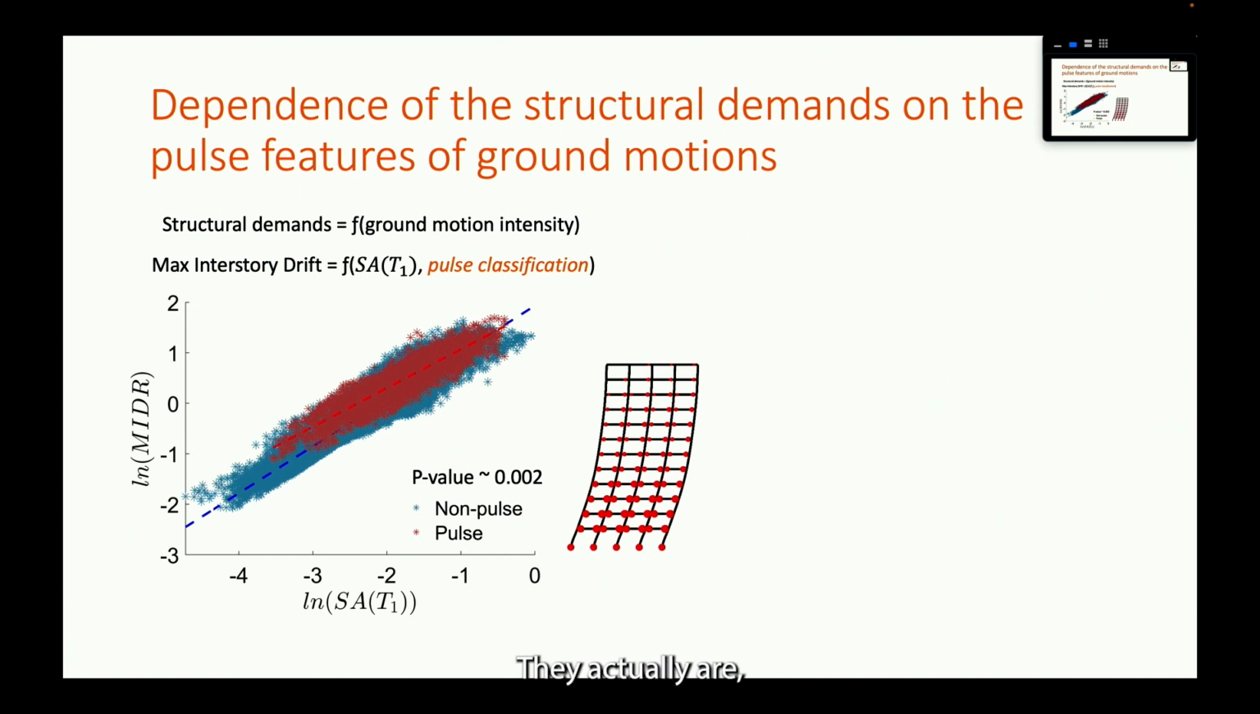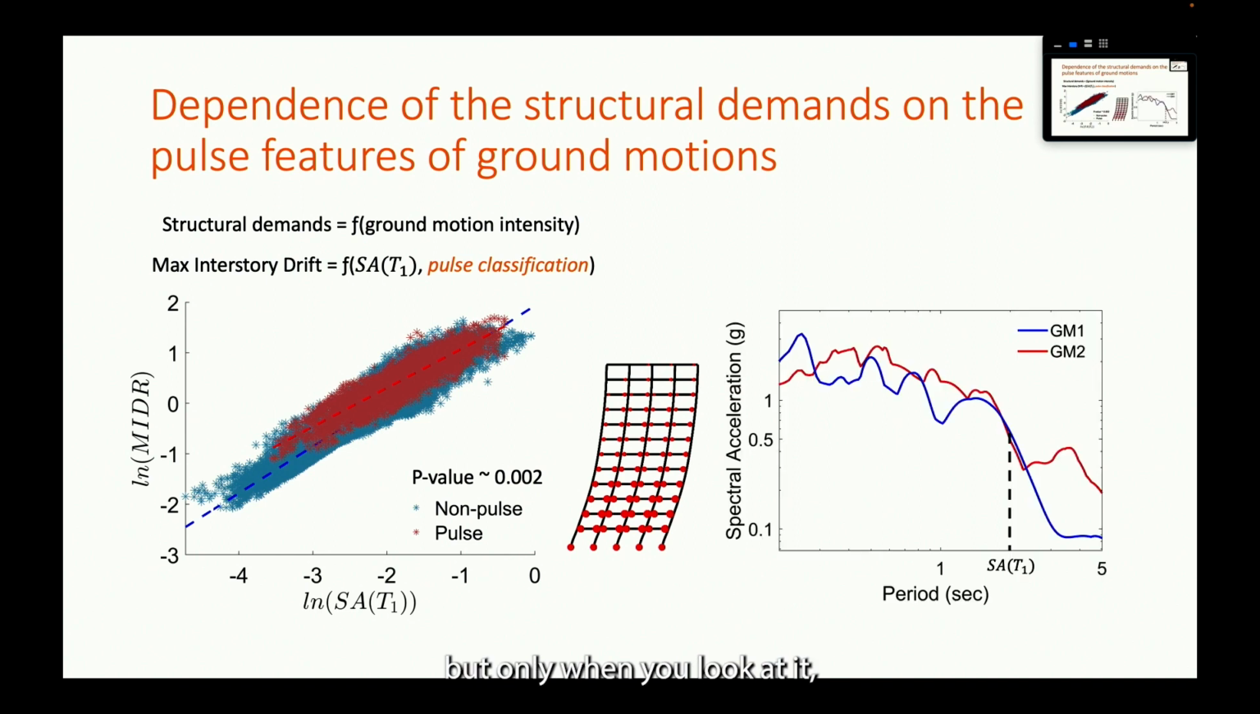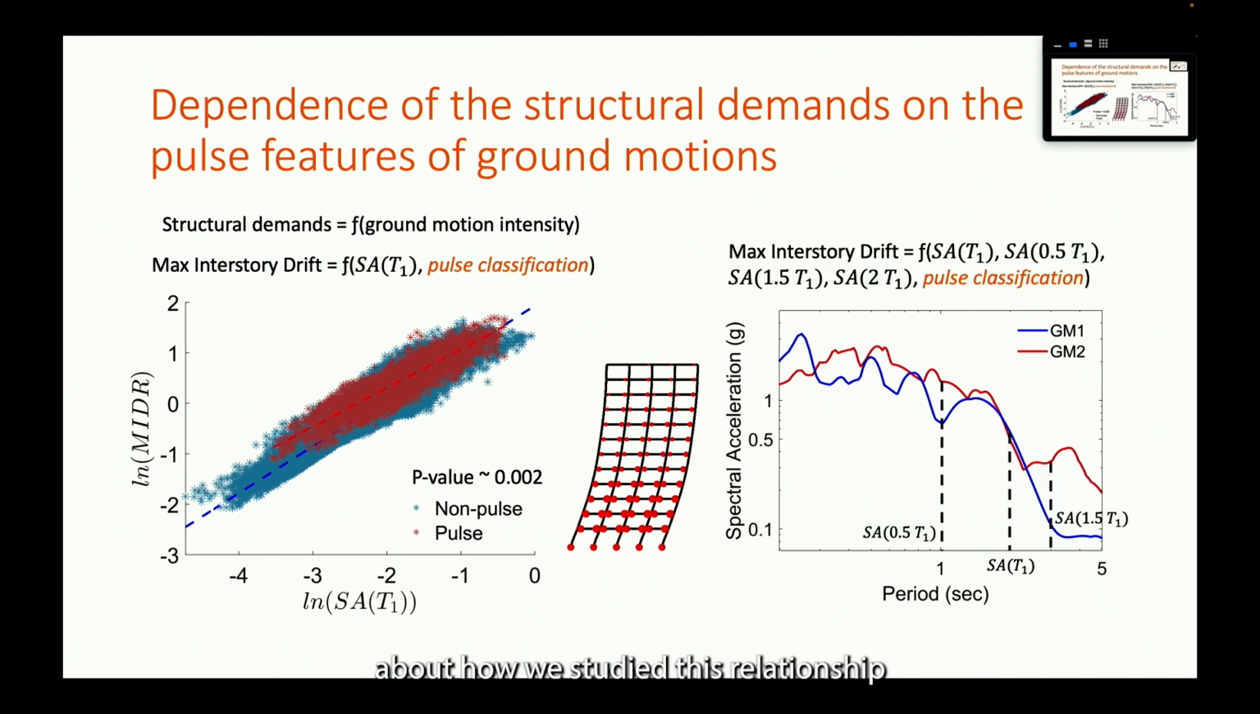And well, they actually are, but only when you realize that you're only looking at one single measure of the ground motions, that is just a spectral acceleration at one particular period, which we all know now is not sufficient to classify or to understand the damage potential of the entire record. And so we had to be a little smarter about how we study this relationship by looking at the spectral accelerations at multiple periods, or a larger portion of the spectral shape, when we compare different ground motions.